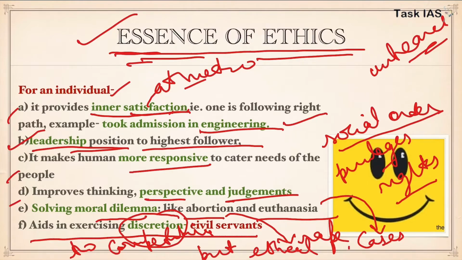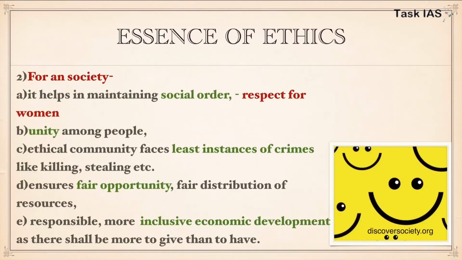and will not indulge in corruption cases. So this is a sense of ethics, where his internal satisfaction or his societal position or his judgments, his dilemma, even in the civil services, we have discussed these points. So you can use this last point particularly for bureaucrats or civil servants also. Now, a sense of ethics for a society.